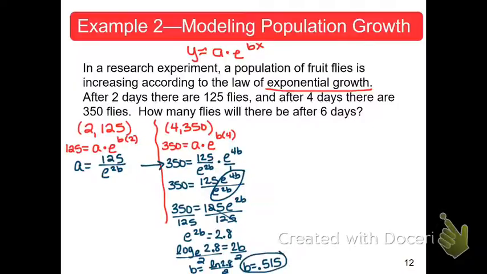Once you solve for b, we can take that b and plug it back into the other equation and solve for a. So I'm going to take this b value and plug it back in for b. I end up with a equals 125 divided by e to the 2 times 0.515. Let's put that in our calculators, and we end up with approximately 44.626.